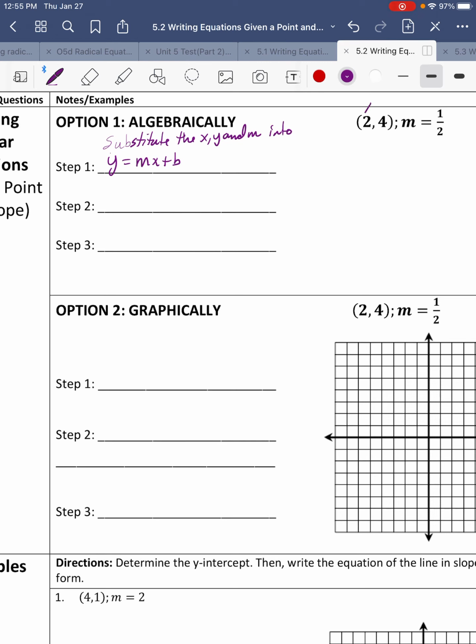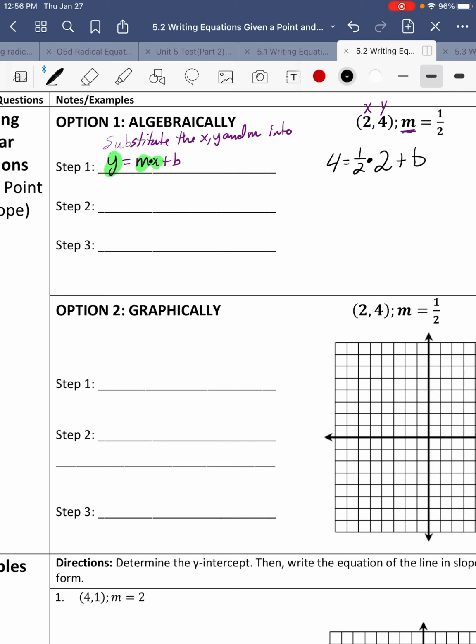So that's what's given to us. We're given this point 2, 4. So that's our x is 2, our y is 4. And we have our m. So in the equation y equals mx plus b, we can substitute in y, m, and x. So the y is 4, so it's going to be 4 equals the m, which is 1/2, so 1/2. Mx means m times x, so it's 1/2 times the x, which is 2, plus b.